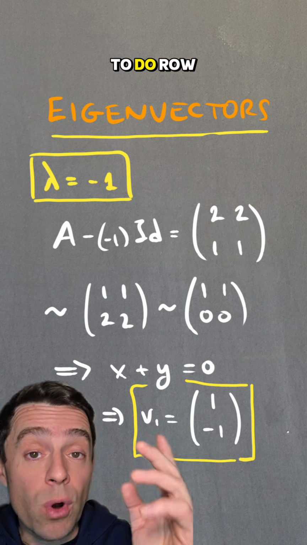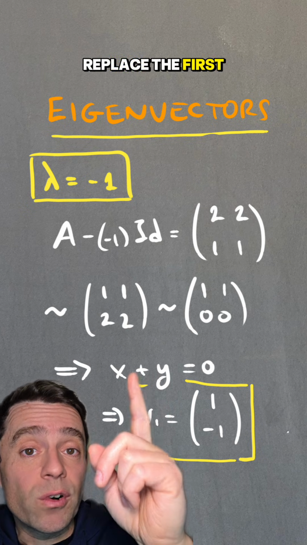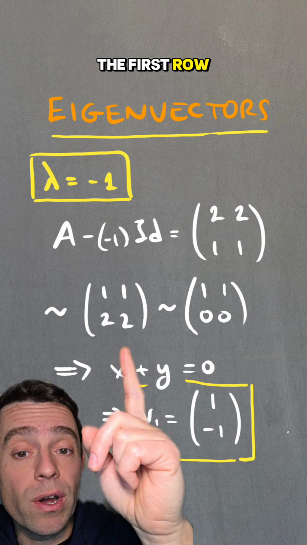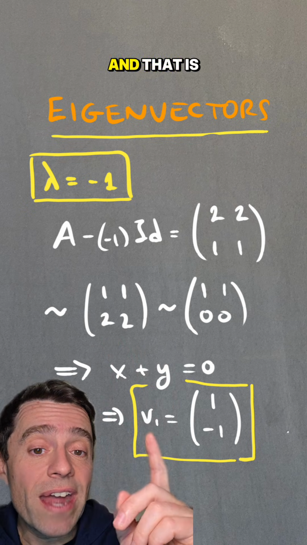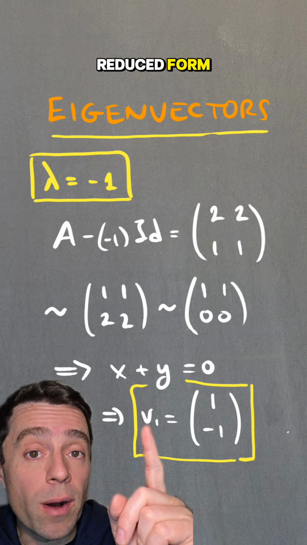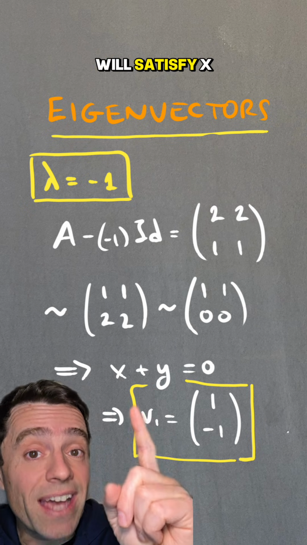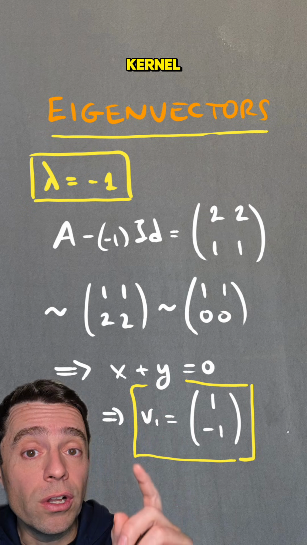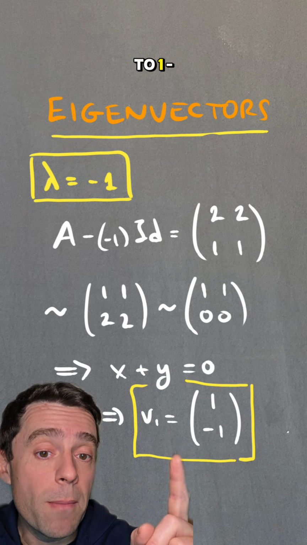We're going to do row reduction to get a simpler matrix. I'm going to swap the first row with the second row, then subtract twice the first row from the second row, and I get [1, 1; 0, 0], which is already in row reduced form. That tells me that the solutions of the kernel satisfy x plus y equals 0. So that is a one-dimensional kernel, and it has as a generator, for example, v1 equal to (1, minus 1).